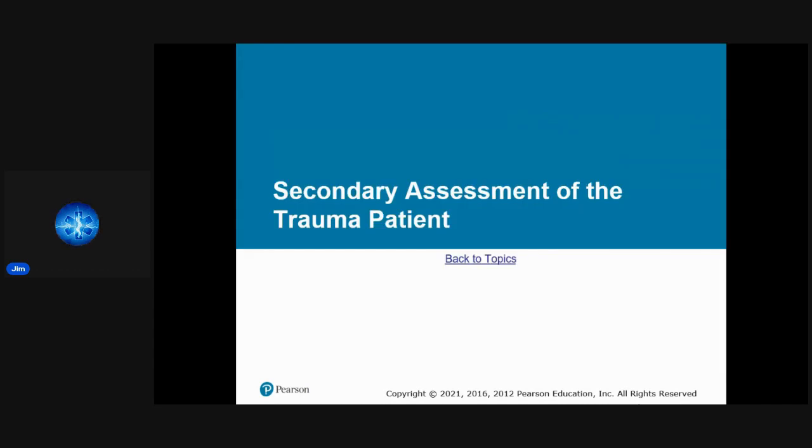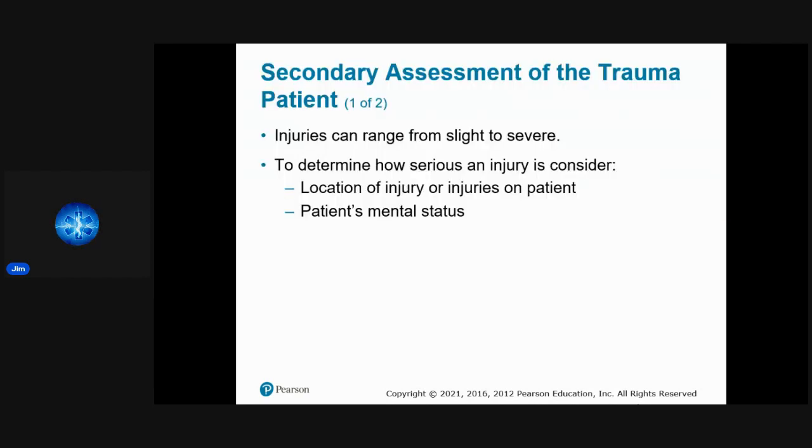Secondary assessment of the traumatic patient, or the trauma patient, patients that are injured. Remember, the injuries can be very slight, minor abrasions, all the way to severe, an amputation or a major head injury. We have to consider how serious it is by considering the location of the injury or injuries on a patient. The patient's mental status will help us determine how serious this is. So, an unresponsive patient is a critical patient. An unresponsive traumatic patient is critical, and we're going to transport pretty quickly.